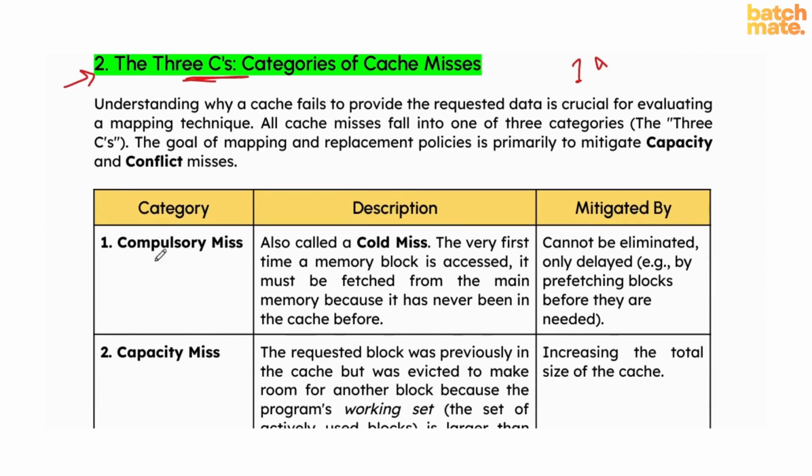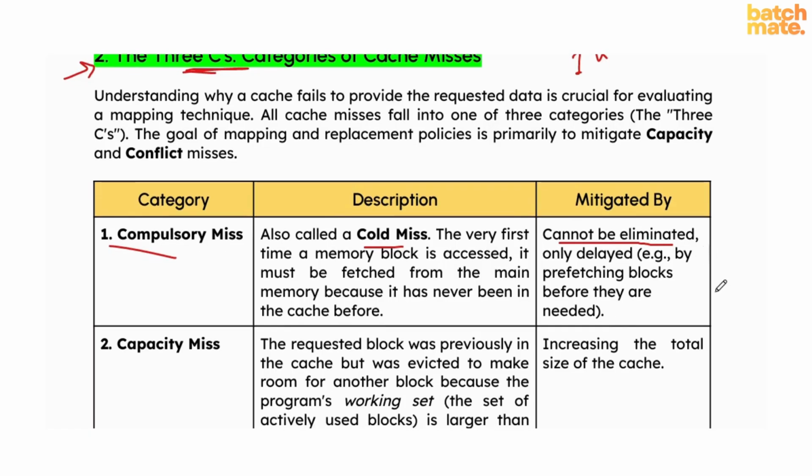First is the compulsory miss, often called a cold miss. This happens the very first time you access a block. It has never been in the cache before, so you must go to main memory to get it. In reality, no mapping technique can fix this. It is unavoidable unless you have a psychic computer that prefetches data before you ask for it.